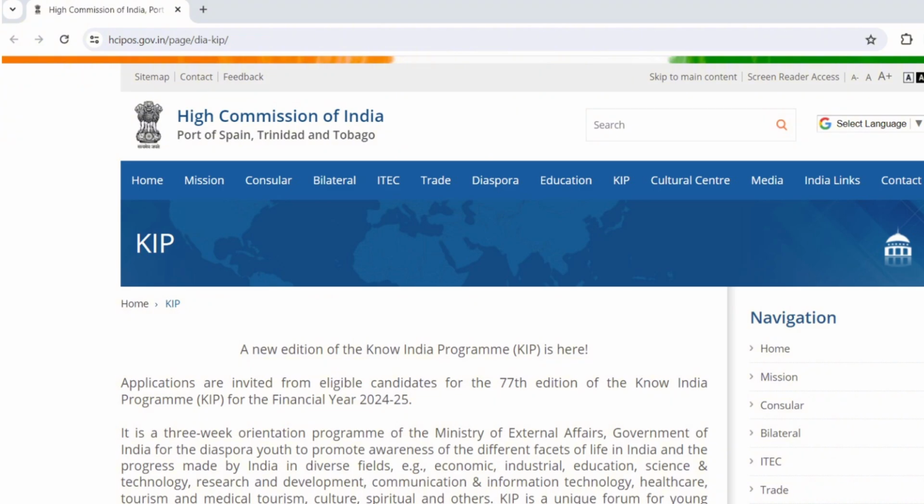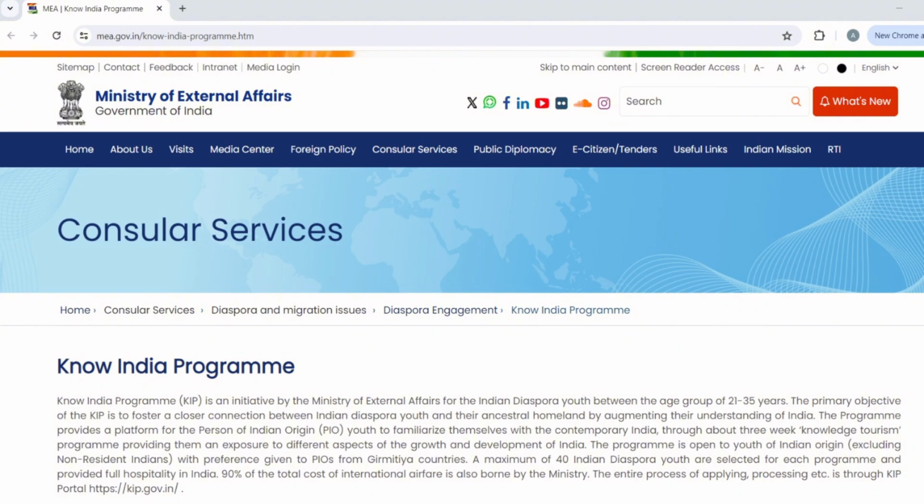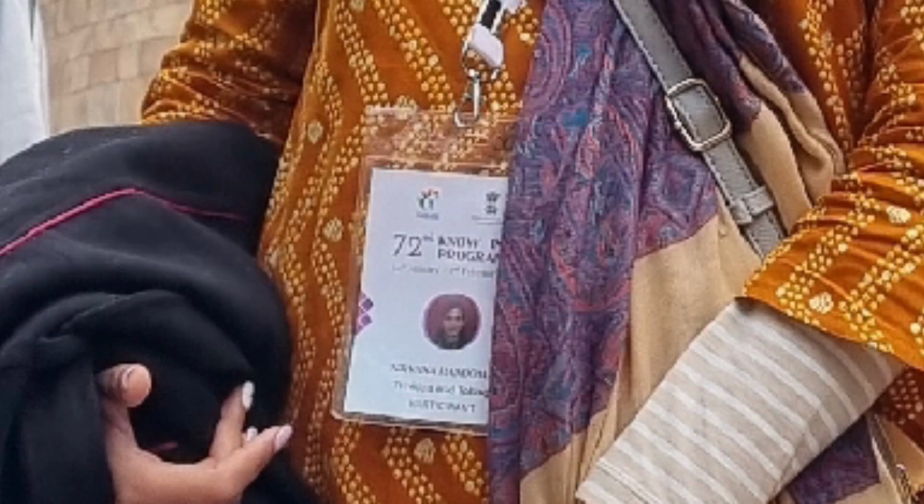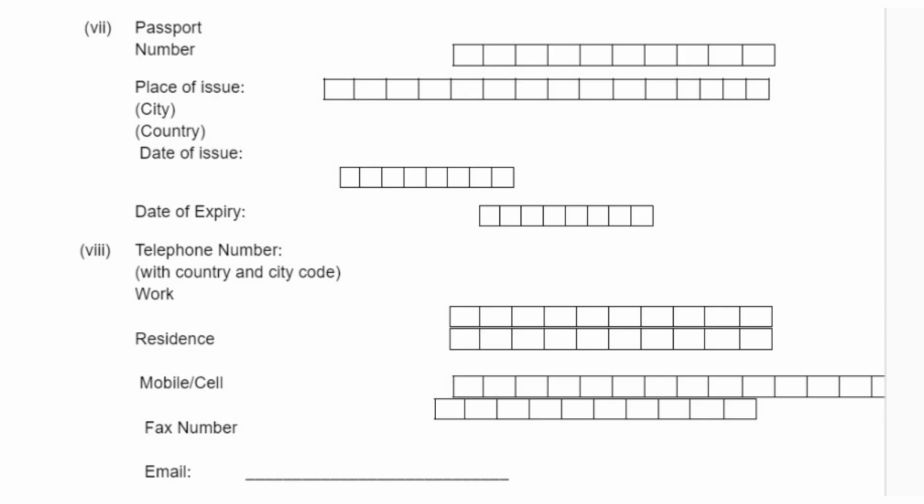So you would get this on the two websites that I would have mentioned at the beginning. Check out the Ministry of External Affairs website. Okay, so the first thing you need to do is put in the KIP edition that you are applying to and attach a recent passport size photo. Use a good photo of yourself. Make sure you are looking really good because this is the photo that they are going to use on your badge. I used a horrible photo and then I realized that they were printing it to put on the badge. So make sure you're looking good.